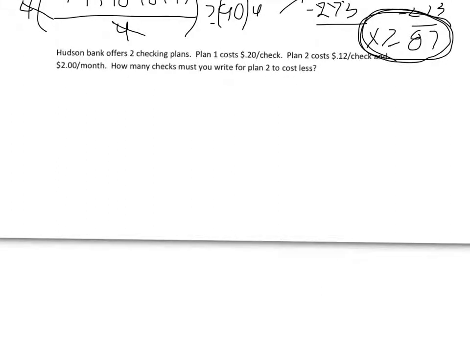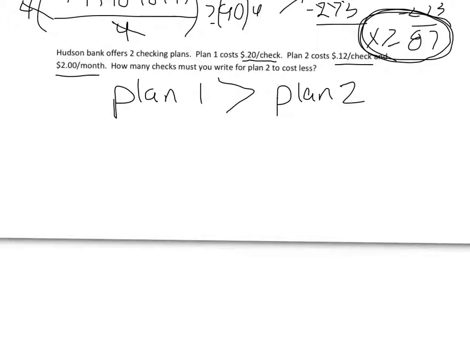Now, looking at this last one, we have this. Hudson Bank offers 2 checking plans. Plan 1 costs 20 cents per check. Plan 2 costs 12 cents a check and $2 a month. How many checks must you write for plan 2 to cost less? So we have plan 1, plan 2. I mean, if nothing else, how many checks must we write to make plan 2 cost less? This is the inequality you come up with. The other thing is we're going to let x equal number of checks.